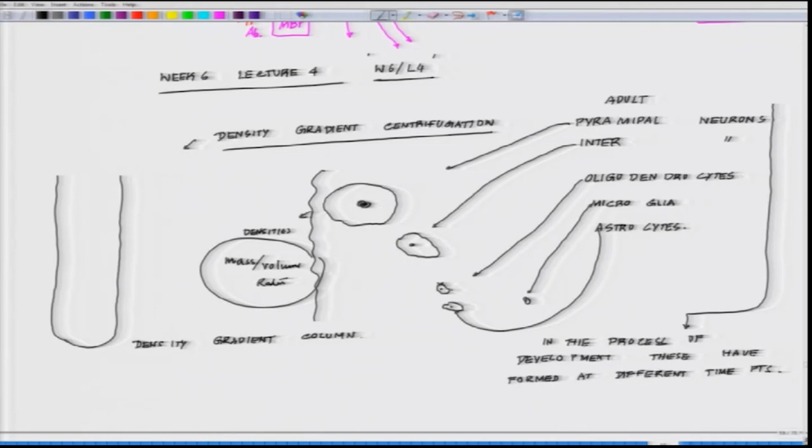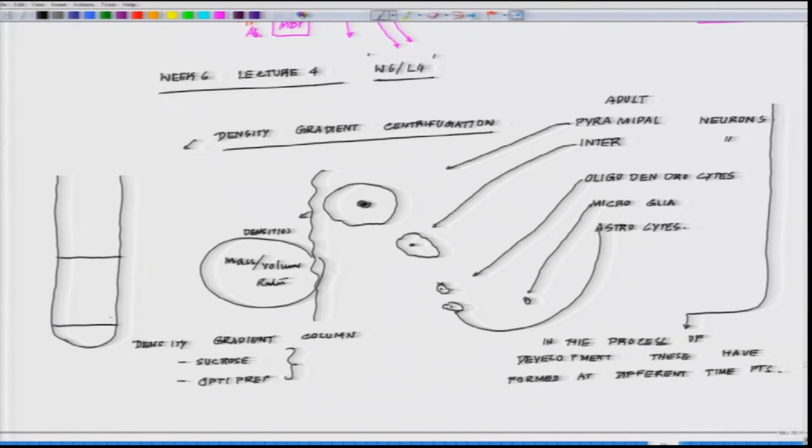You have some neutral liquid. It could be sucrose, or one of the newer ones that has been used for the last 10 years, OptiPrep. There are several such molecules. Sucrose has certain issues with osmolarity as compared to OptiPrep, which is much easier to deal with. You form a density gradient.